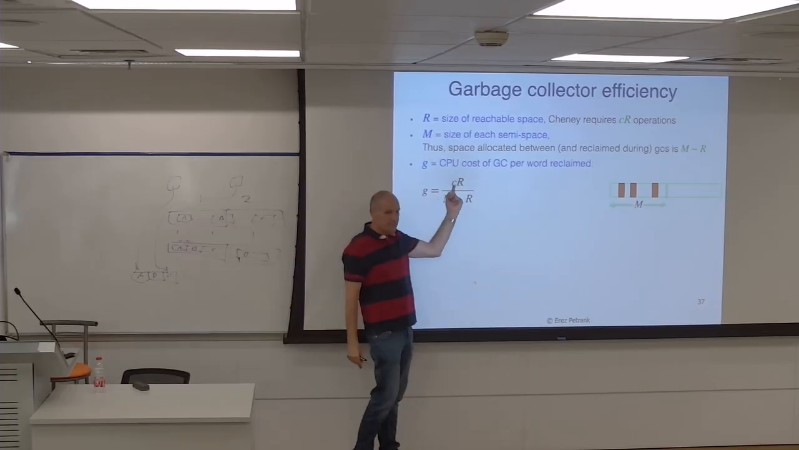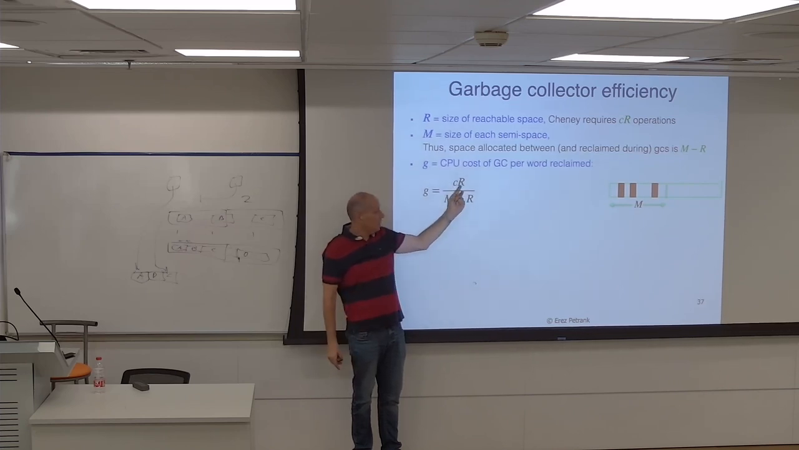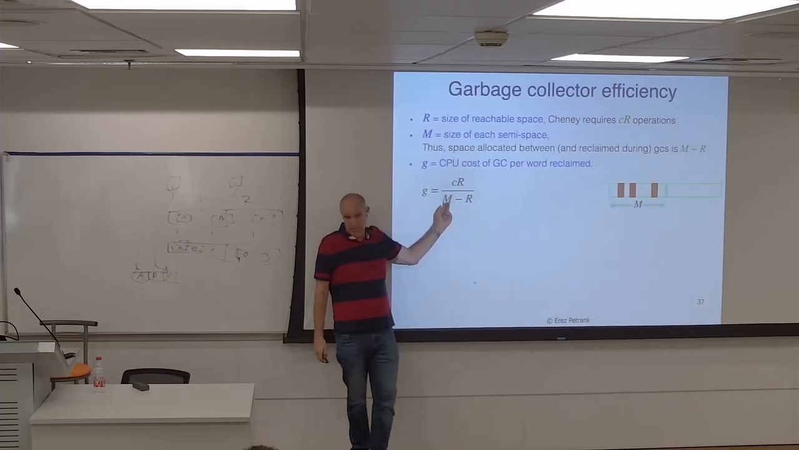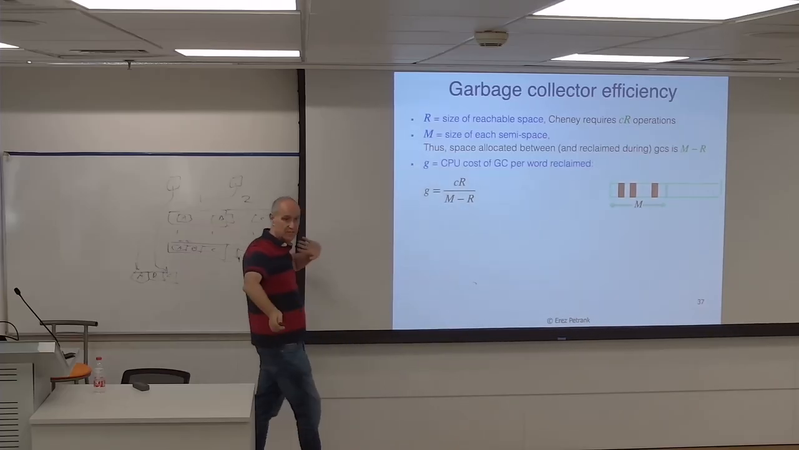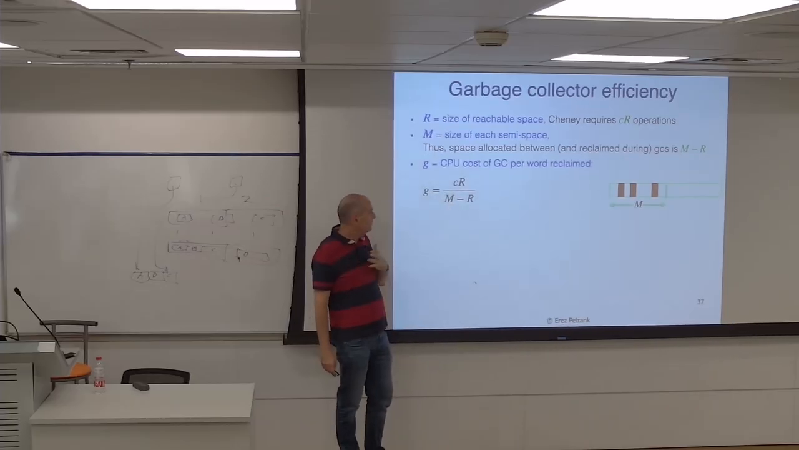I don't control C. This is a property of the copying algorithm. This is what it has to do. This is what it costs. And I don't control R. This is what the benchmarks want to use as their space. But I do control M. This is the size of the space that I work with. And if M is larger, then I will do less work per word of allocation.